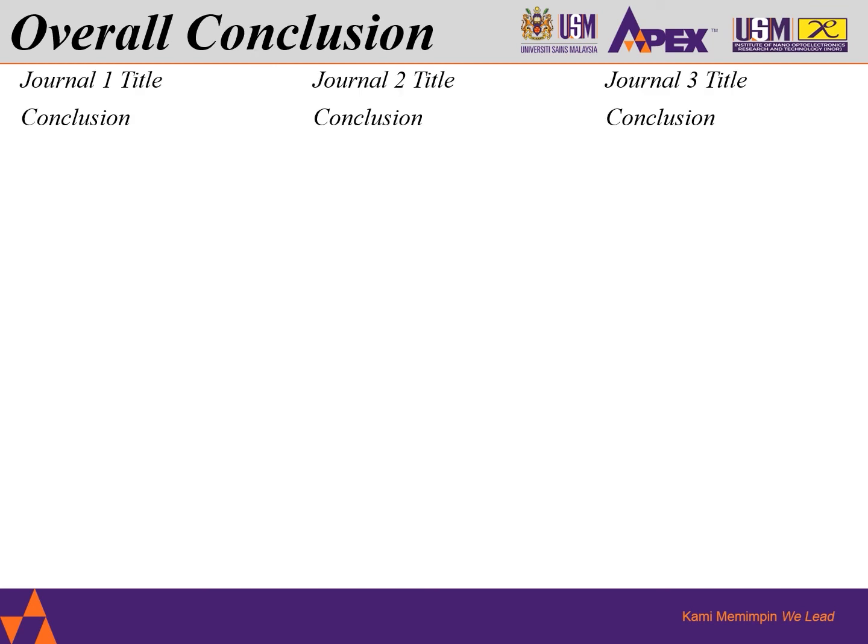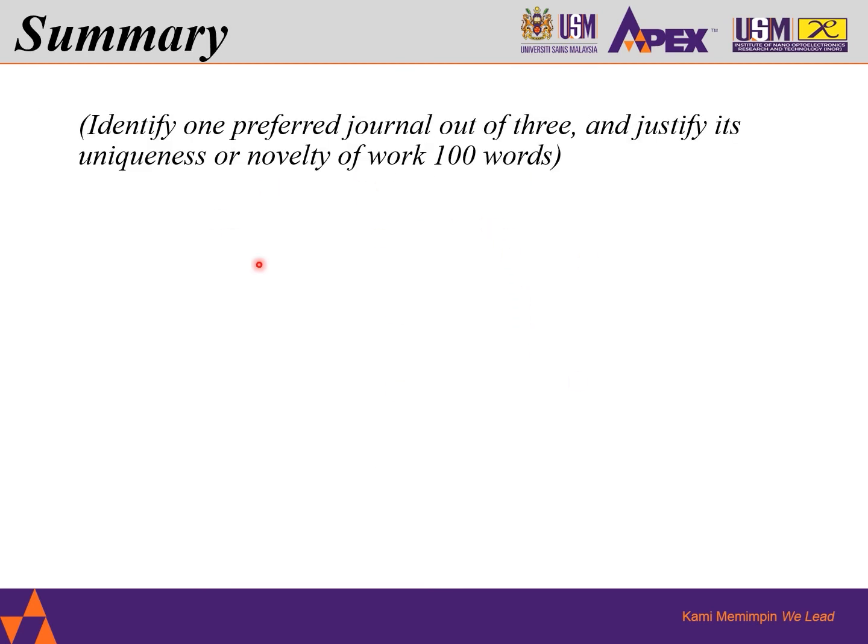Then, for the overall conclusion here, you can please conclude all of the journal titles, and also the conclusion for the overall project. And the summary. This summary is your own perspective. Please identify your preferred journal out of the three you have selected and justify its uniqueness or novelty of the work in 100 words. Here you need to express your conclusion out of the three journals. Which one is the best in your opinion and why? Justify it in terms of uniqueness or novelty, or maybe even the results, outstanding above all.